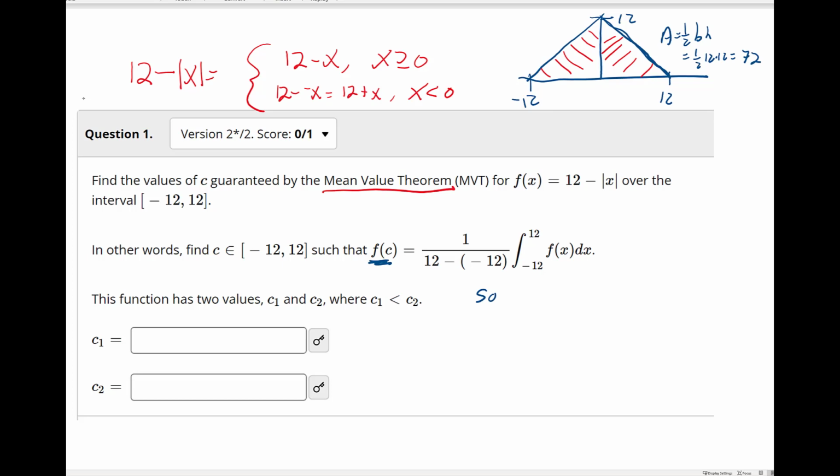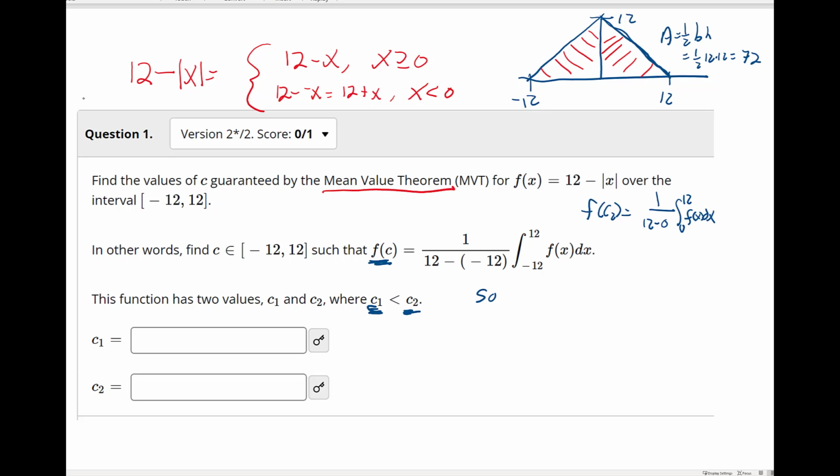Now, something to look at with this, though, if we're going to break this up into two different intervals, notice here that c1 is less than c2, so c2 is the positive, c1 is the negative. f of c2 would be equal to 1 over 12 minus 0, times the integral from 0 to 12 of f of x dx.